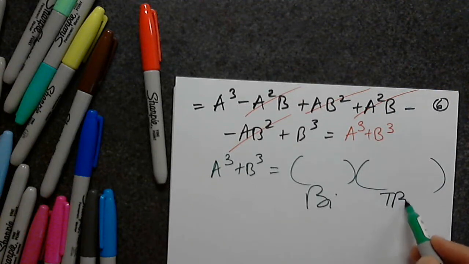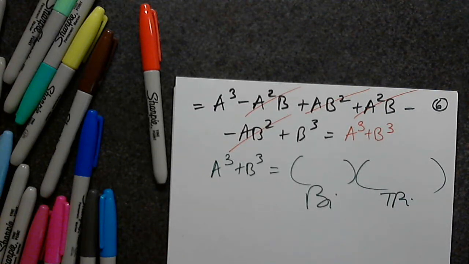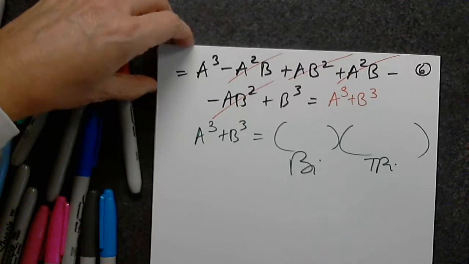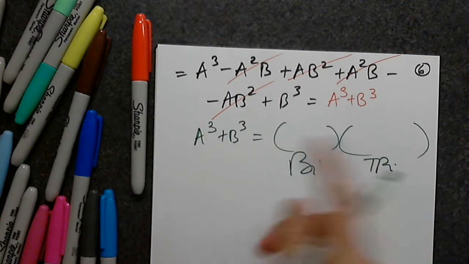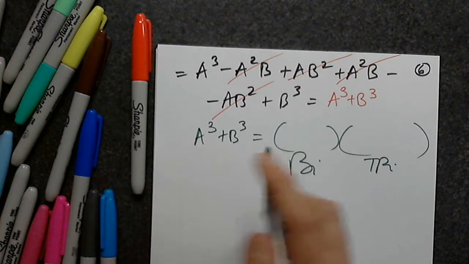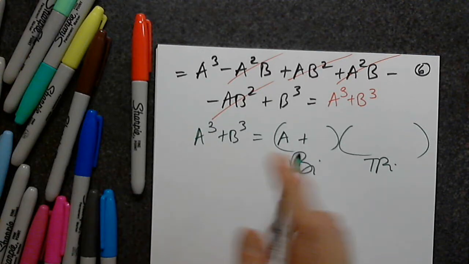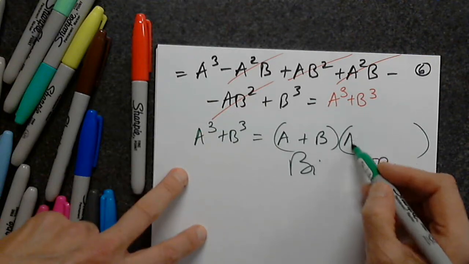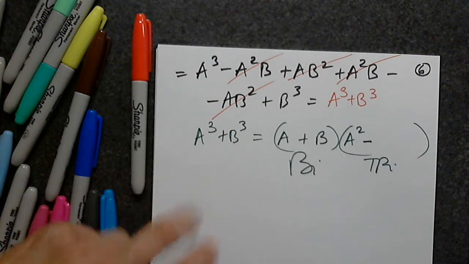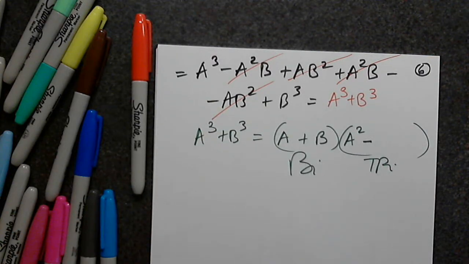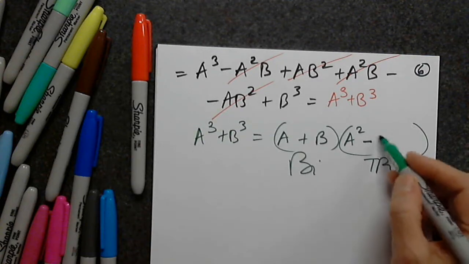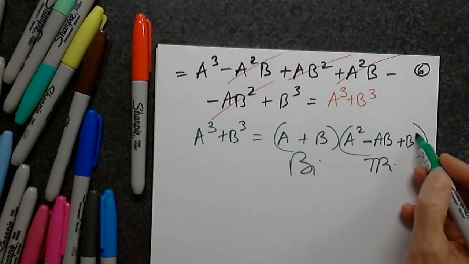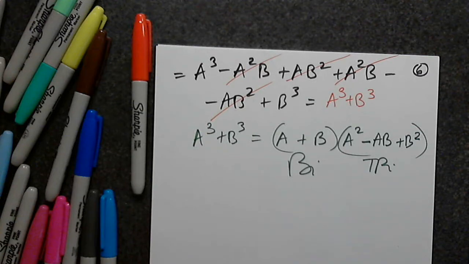Please give us the trinomial and the binomial. First, the binomial, please. What term cubed is a cubed? A. Very good. Plus b. Then a squared. There must be a minus somewhere, and it will never be at the last term. So minus ab and plus b squared. So this is the way we factor the sum of cubes.